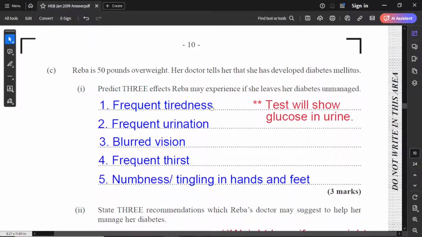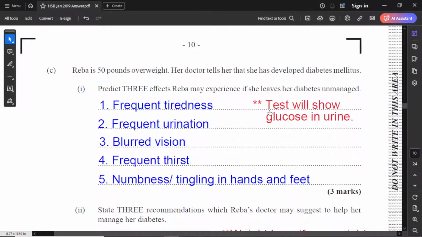And so she may experience a number of these things: frequent tiredness, frequent urination, blurred vision, frequent thirst, numbness, or tingling in her hands and feet. So those are some of the basic symptoms for diabetes. And of course, if she does test, you will see glucose in the urine. And so notice I put test in red because she's not experiencing glucose in the urine.